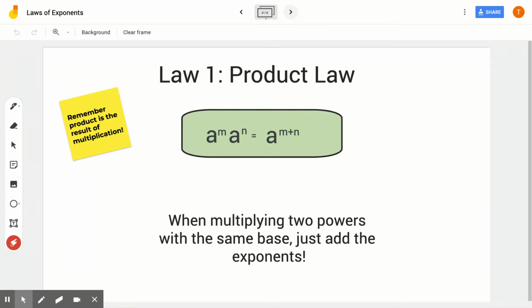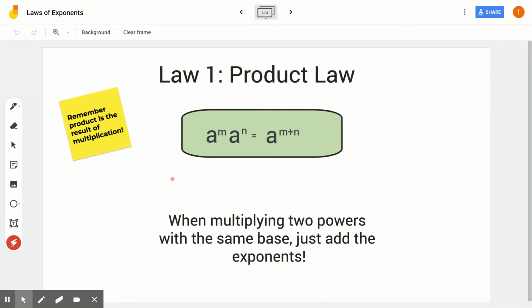Okay, so this slide here is talking about the product law. And remember, right here it tells you the product is the result of multiplication. So when you see the word product, you know you're multiplying. So here it's telling us that when we multiply two powers with the same base, we just add the exponents. And when it talks about the same base, that's an A and that's an A, so those are the same bases. So all we have to do here is just add the exponents, m plus n.